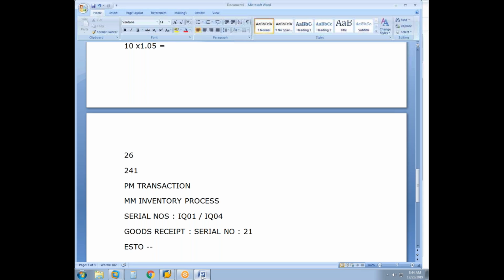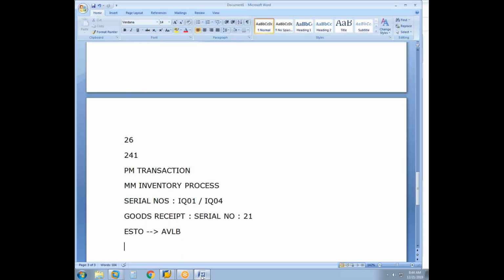Okay. Unless you release it, it cannot become AVLB. So there is a process for how you convert it into AVLB. Once it comes to AVLB status, we can do the installation. Okay, so devices you can create in two ways: one through the PM transaction, one through the goods receipt. By default, when you perform it through the PM transaction, the status is always AVLB. But the moment it is installed, it is INST. But when you are performing it through inventory management, the initial status will be ESTO. You have to convert it into AVLB, then install it in the system, then it will become INST. So we will see that process subsequently.